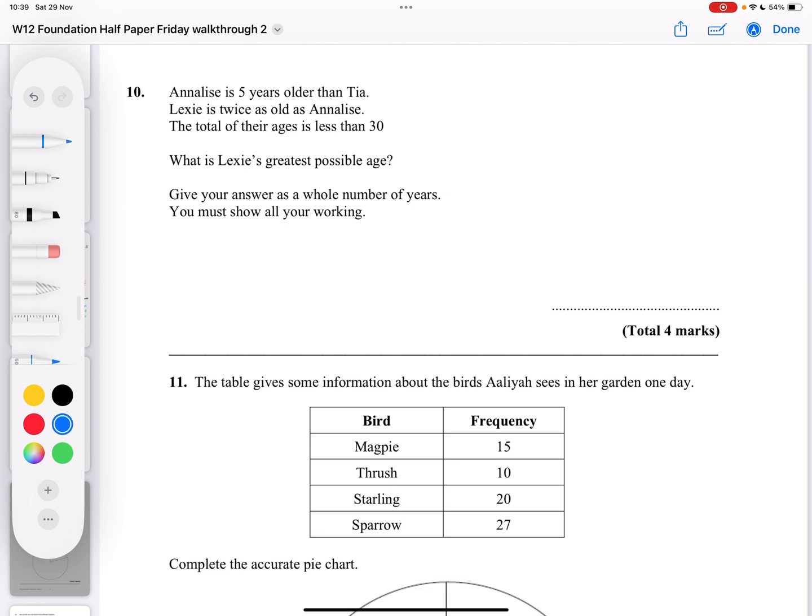So we've got Annalise is 5 years older than Tia. Let's call Tia's age x, so that we can call Annalise's age x add 5. Then we've got Lexi, who's twice as old as Annalise. So that is 2 lots of x plus 5, because Annalise, we've already given an expression as x plus 5. And that's the same as 2x plus 10. What is Lexi's greatest possible age?